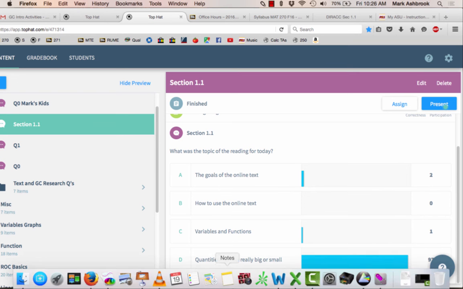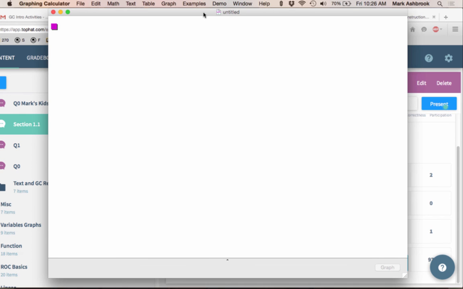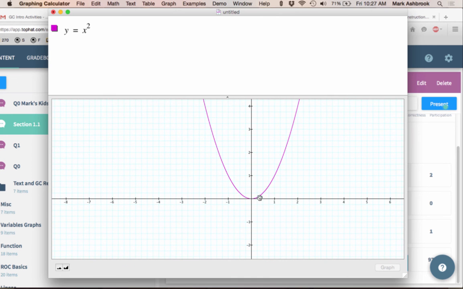I just want to show you GC real fast. When you open Graphing Calculator, you get a window like this. That square up there indicates a command line. It's not a computer programming language that we're going to learn. We're going to learn mathematics, because what Graphing Calculator does is it takes mathematical statements and displays whatever we say. Y equals x squared. That's a mathematical statement, and when you enter it, it will graph it.